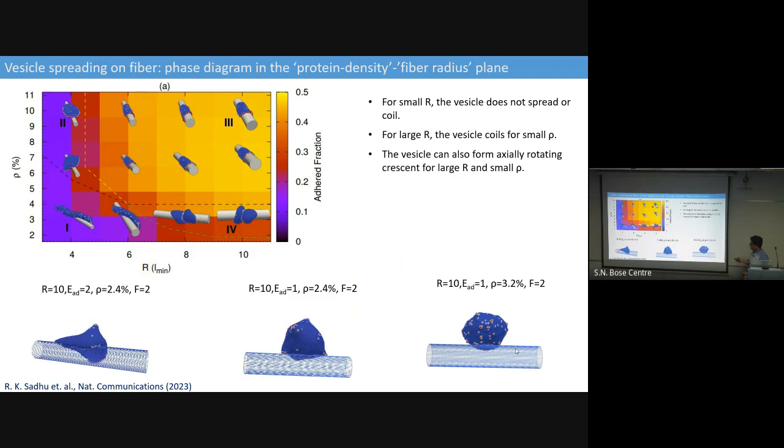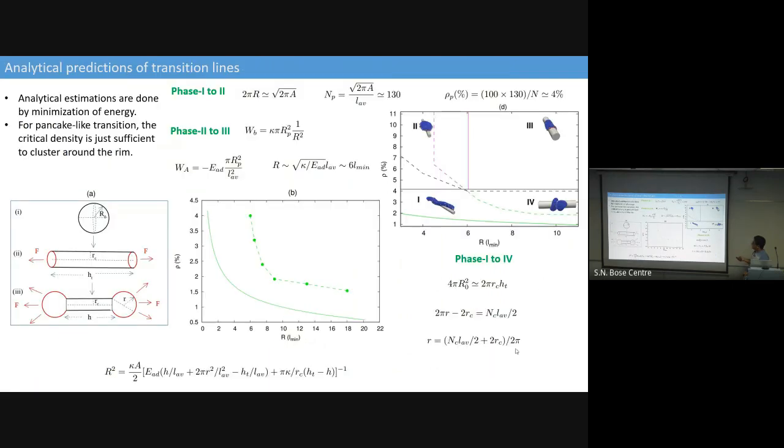Now you can see these movies. Depending upon these different parameter regimes, either an arc can form or these kind of structures can form. There is also a simple analytical explanation of these lines. For example, this is the phase where all the proteins form ring-like clusters. So if we know the area of the vesicle, we can calculate the perimeter, and the number of proteins required to fill this perimeter will give us an analytical line that will quantify this transition.